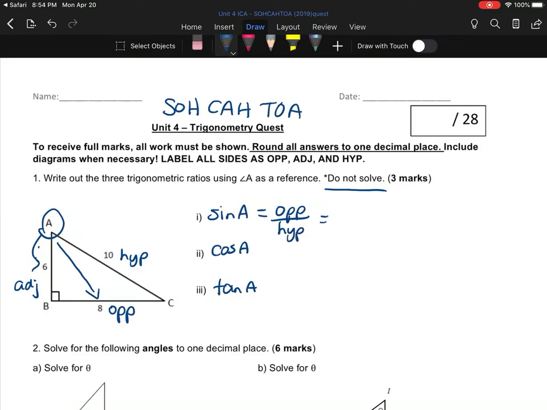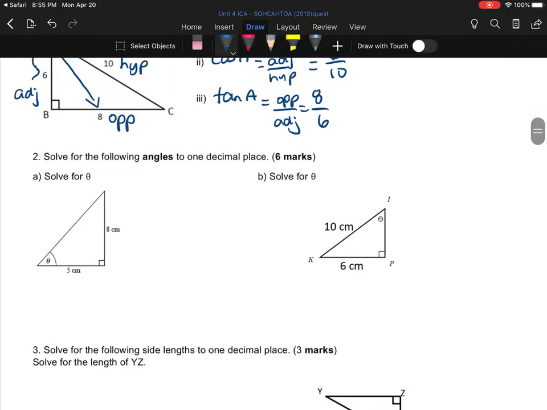Okay, so sine is opposite over hypotenuse, which in this case is 8/10. And I didn't even make them reduce it. Cos is adjacent over hypotenuse, which is 6/10. And tan is opposite over adjacent, which is 8/6. Okay? No problem. And that was 1 mark each out of 3.